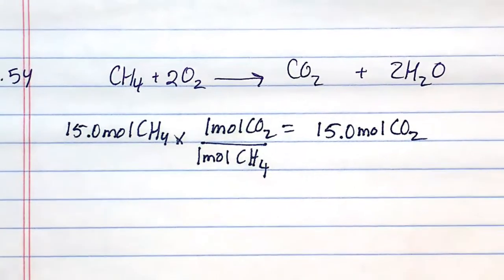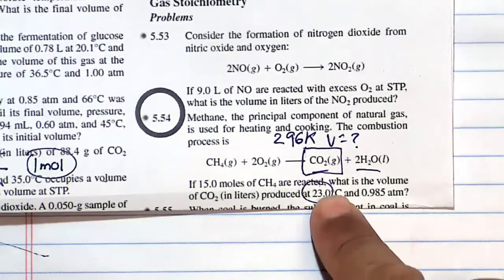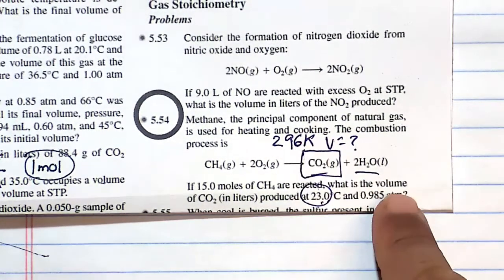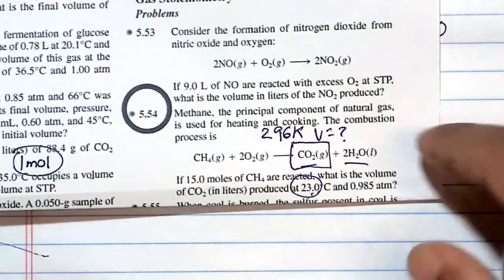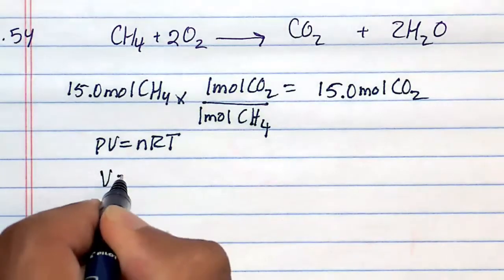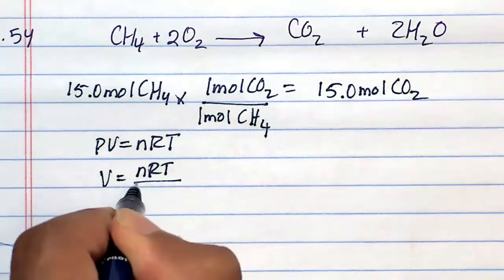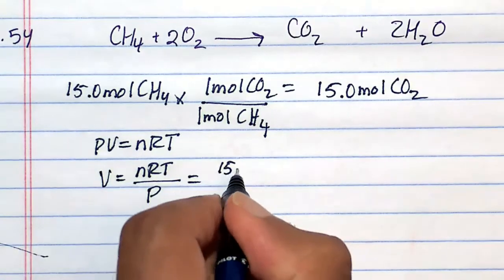All right, so PV equals nRT. This is an easy problem, easier than I thought it would be. We have this temperature, which we converted to Kelvin. We have this pressure, and we have the number of moles, which is n. All we have to do is solve for volume V. So solving for volume V: nRT over P. The n here is 15 moles of CO2.